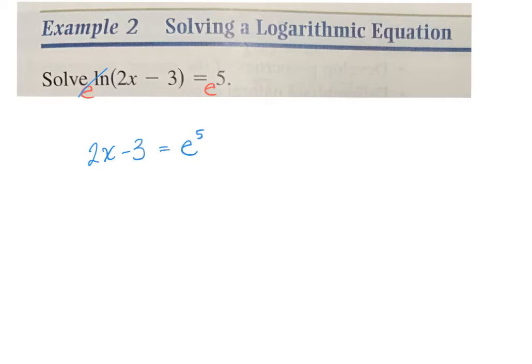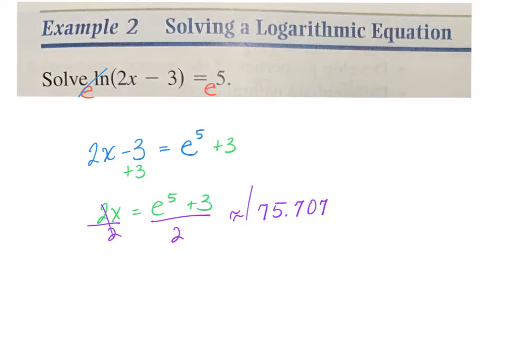e to the 5th is just a number, so we can solve for x by adding 3, and then by dividing by 2. Once again, this is really a pre-calculus concept. When you put that into your calculator, rounding again to the thousandths place, you get 75.707.